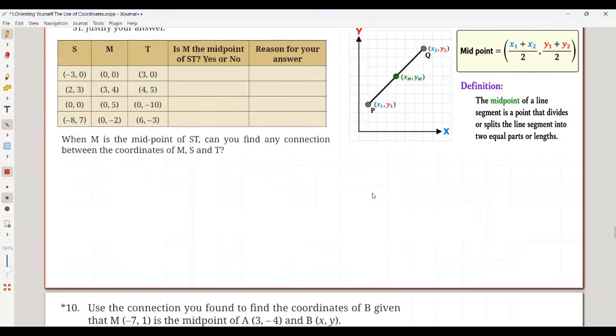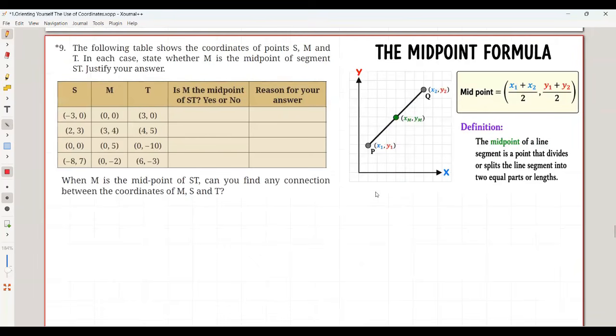Now question number 9. The following table shows the coordinates of the points S, M and T. Three coordinate points are given. In each case, state whether M is the midpoint of the line segment ST. Justify your answer. Here the new concept is midpoint. So we are going to learn the formula for midpoint. Before learning the formula, based on the distance formula, how we can find out the midpoint.